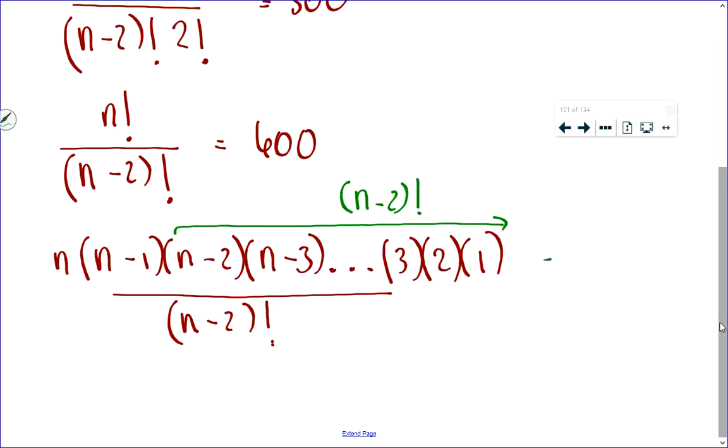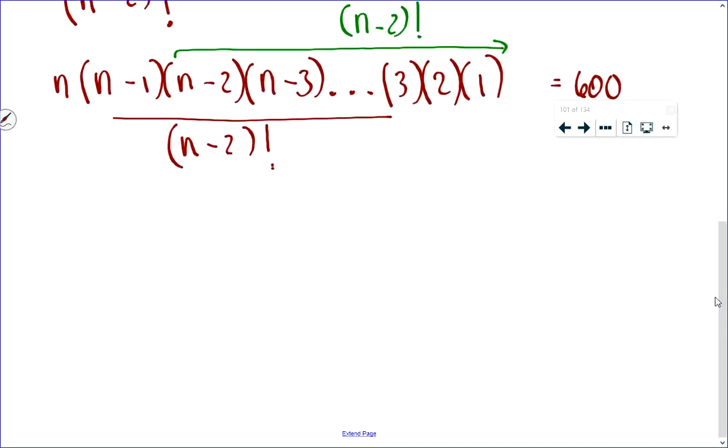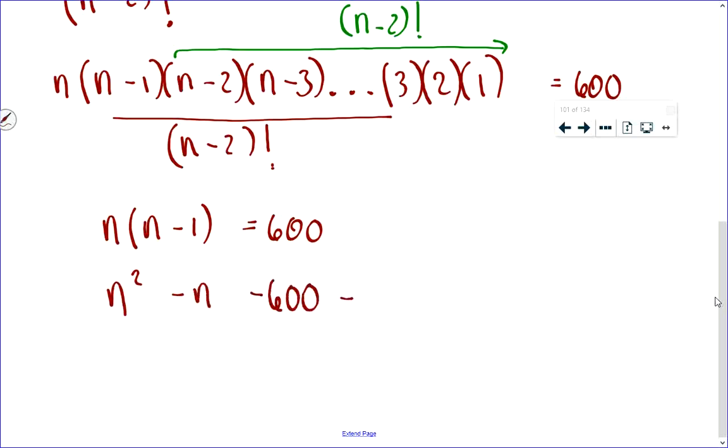So this is equal to 600. What are we left with? N times n minus 1 equals 600. This is easy. I mean, the factoring aspect is going to be a little clunky maybe because of the 600, but it's not. I'll show you some tricks around this. This is n squared minus n minus 600 equals 0.